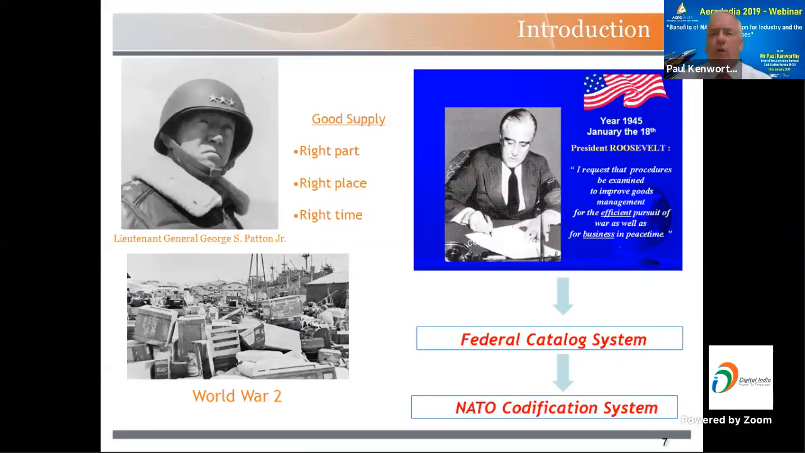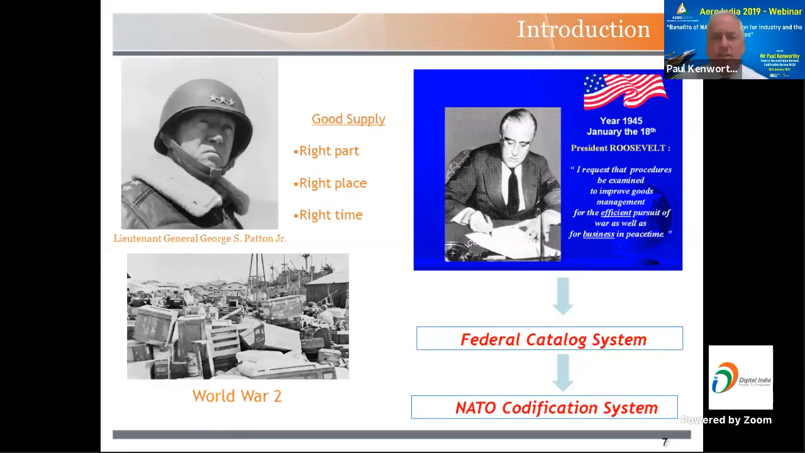So what is codification? Basically, it resulted from, as you know, with logistics, very boiled down to a very basic understanding. It is about good supply. And what is good supply? It is about getting the right part to the right place at the right time. And these days, it's also, I would suggest, at the right price or the lowest possible price.